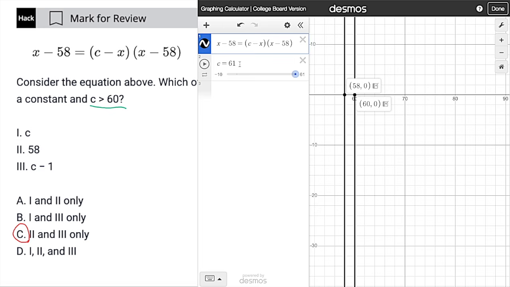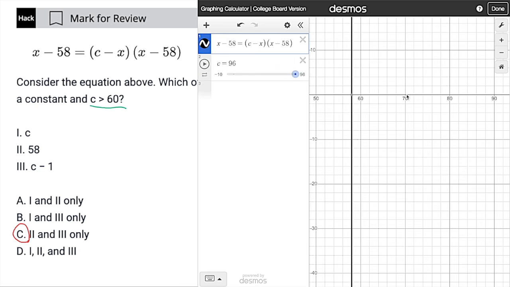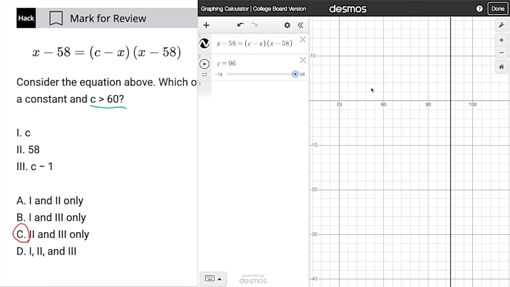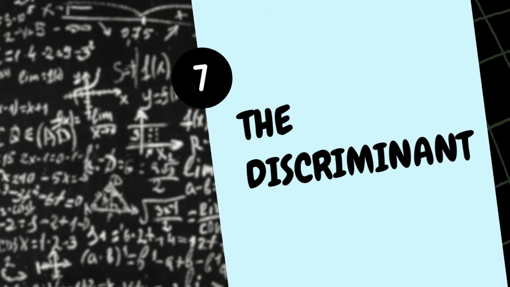And then you're like, what the heck, man? What if you chose a different number? Well, let's see. As long as it's greater than 60, let's try, I don't know, 96. Now we have the solution 58 once again, and then 96 minus 1 is 95. That is indeed a solution here. So you can see that it's going to hold true no matter what we choose for c.